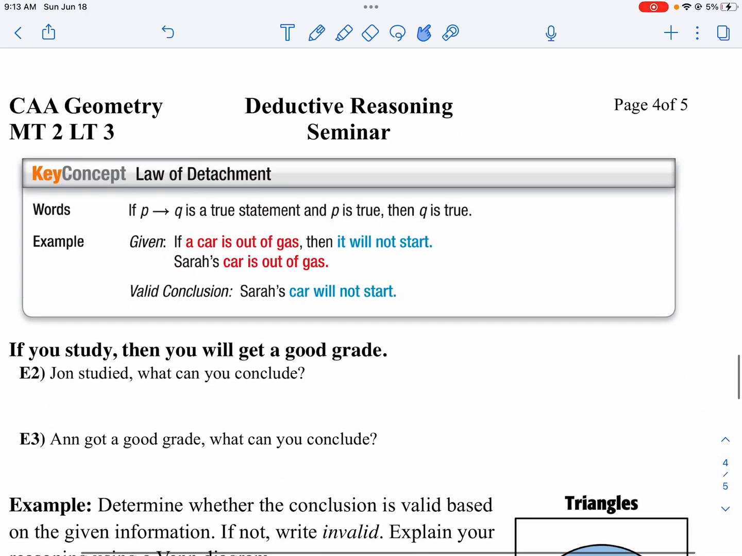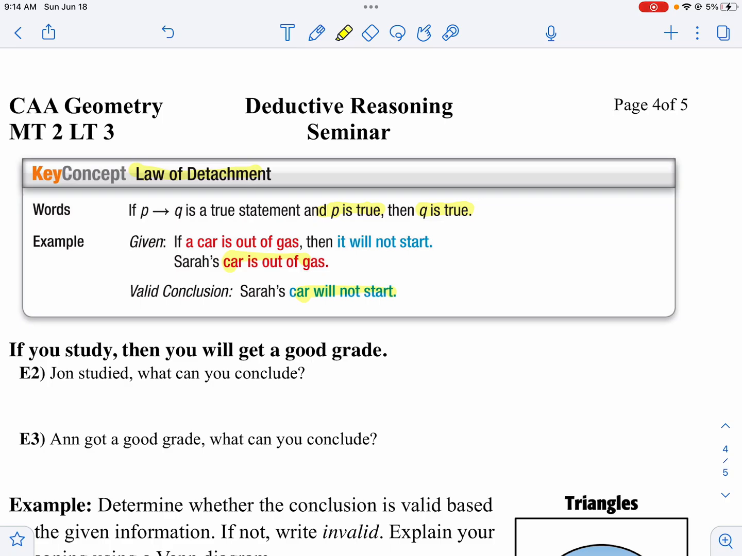Now, with the law of detachment, we have two laws that go with conditionals. And the first one is called the law of detachment. And what it says is if I've got a true conditional statement, and my hypothesis is true, then my conclusion is true. Well, that seems pretty basic to start with. That is, if the car is out of gas, then it will not start. Well, if the car is out of gas, what can you conclude? Well, you conclude the car will not start.